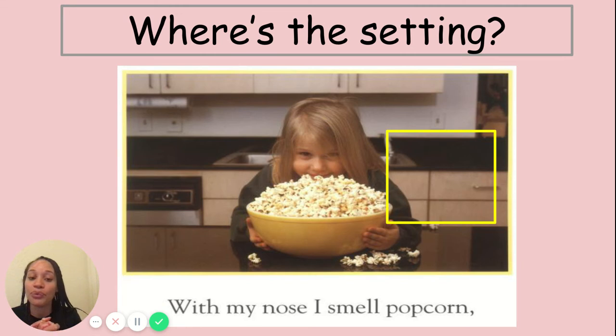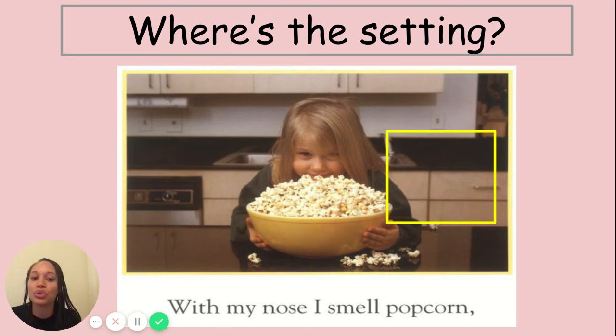If you look at the yellow triangle, there are some things that are inside that yellow square. What do you see in the yellow square? Yep, I see a counter, I see part of a sink, and I see part of a drawer and a cabinet. Where do we usually find a sink, a cabinet, and drawers? Yeah, we usually find it in a kitchen.